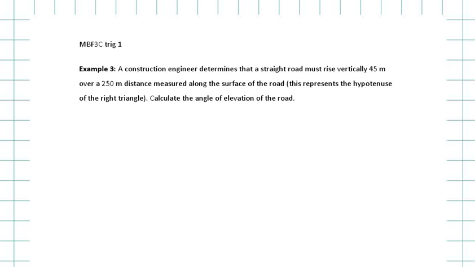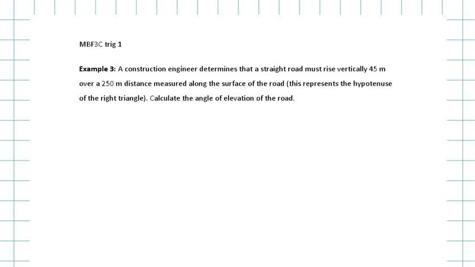So we're going to solve this question from the previous lesson, from the lesson on Friday. A construction engineer determines that a straight road must rise vertically 45 meters over a 250 meter distance measured along the surface of the road. This represents the hypotenuse of the right triangle. Calculate the angle of elevation of the road. So it kind of gave you a hint.